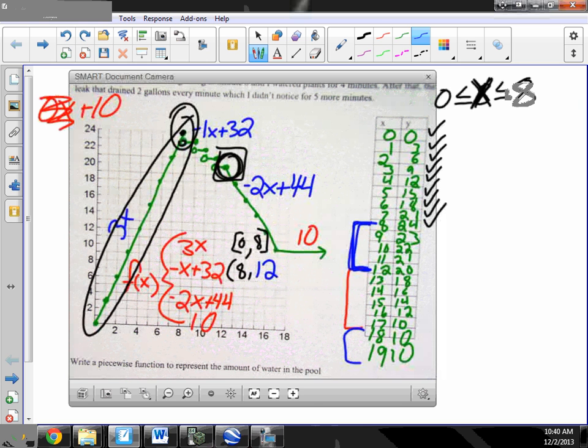If we move on to the 12, which function does the 12 belong to? Is it the watering the flower function, or is it the leaking pool function? So I have a vote for flower. Anybody think it's the pool one, leaking? Does it matter? Why does it not matter?